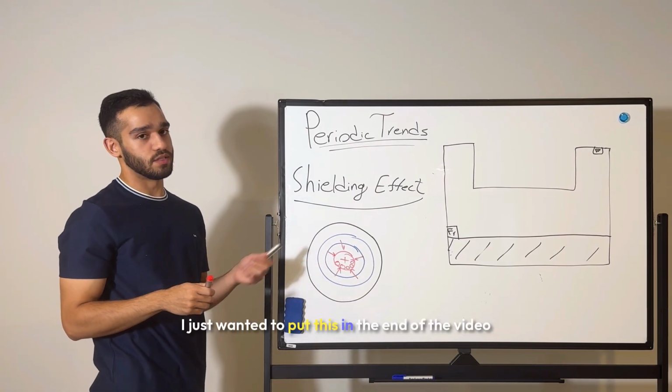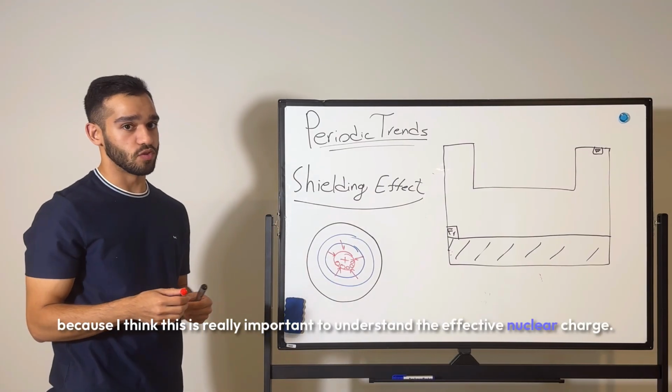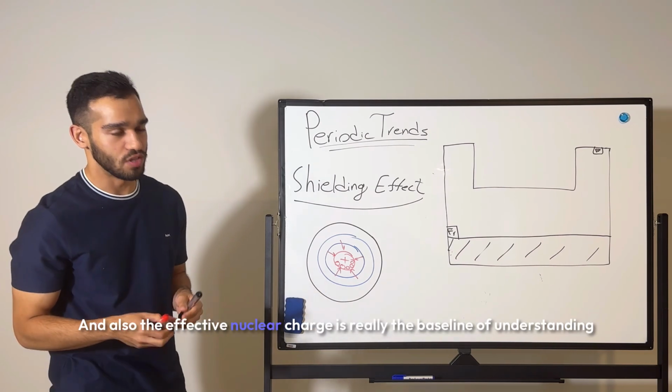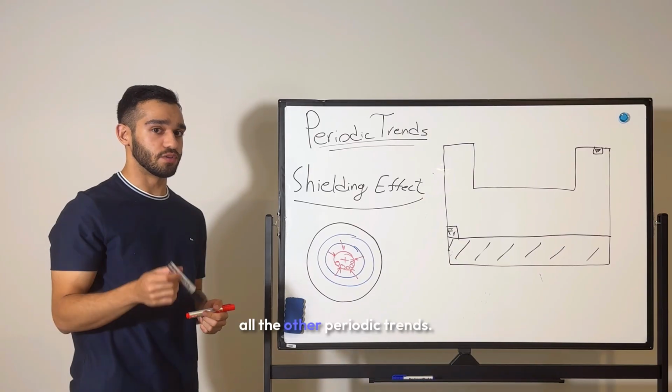I just wanted to put this at the end of the video because I think this is really important to understand the effective nuclear charge. And also the effective nuclear charge is really the baseline of understanding all the other periodic trends.